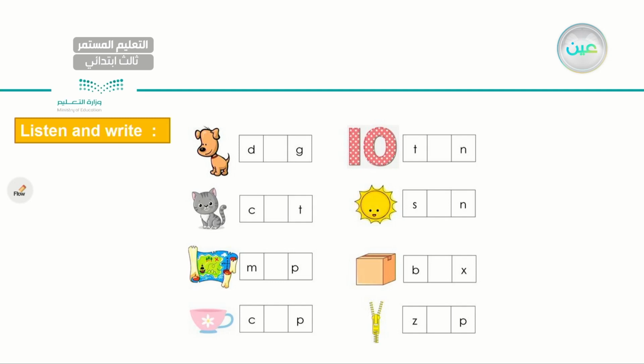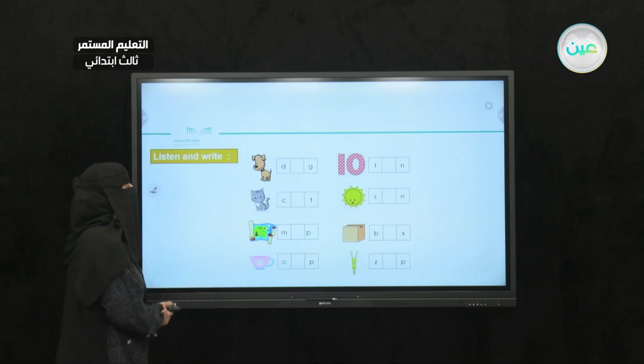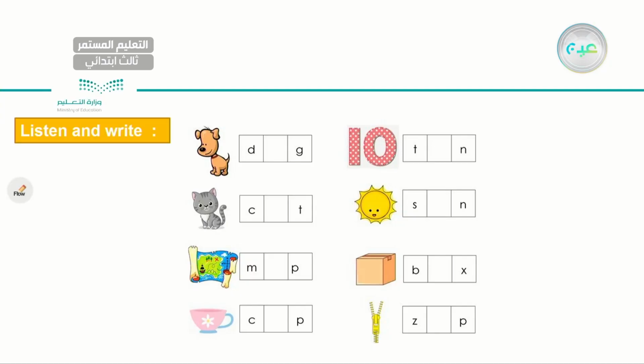Excellent. Now, I know you can do some of these words, but let's try to complete the first one. The first word, I have a picture for you. I have a dog. So the vowel is O. Very good. Next one, cat. A. Very good. Next one, I have map. Again, I have A. Very good.